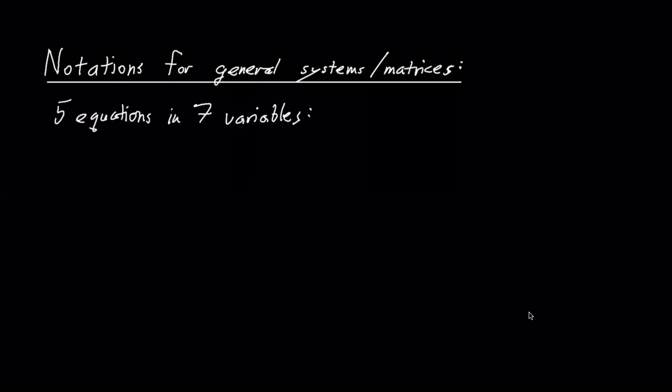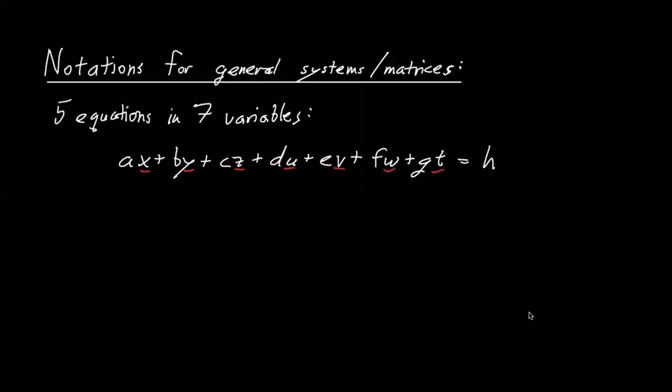You could say it'd be like ax plus by plus cz plus du plus ev plus fw plus, I need another variable, gt equals h. That would be a general equation, where x, y, z, u, v, w, t are variables, and a, b, c, d, e, f, g are coefficients.